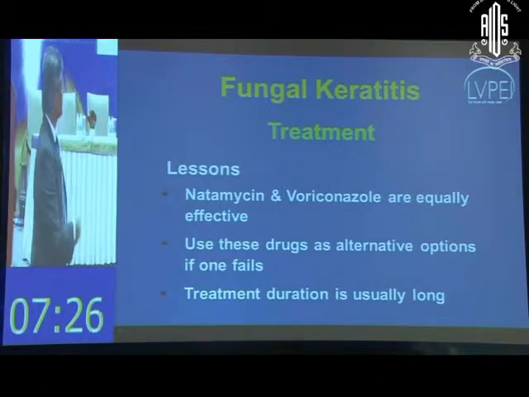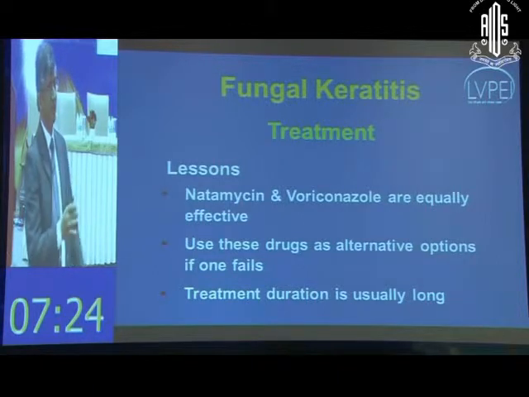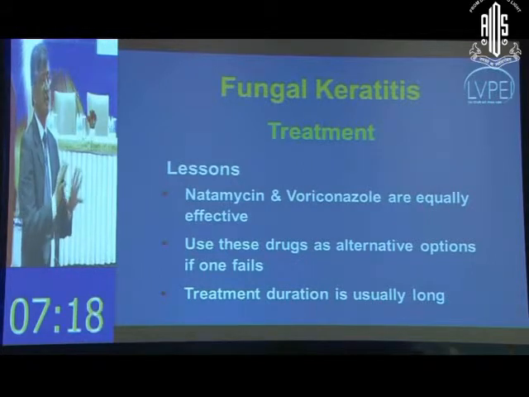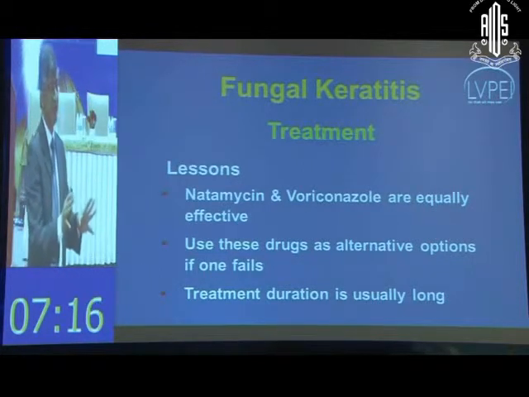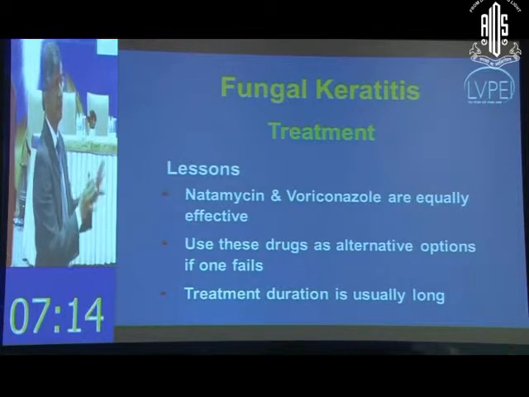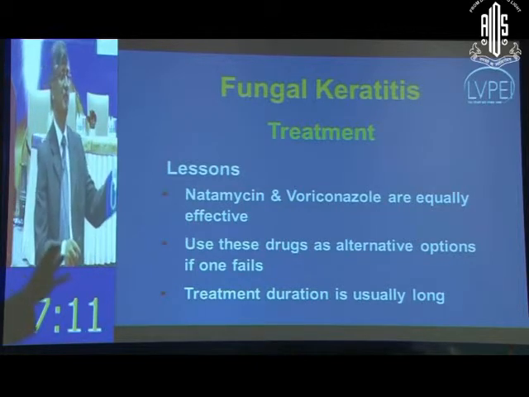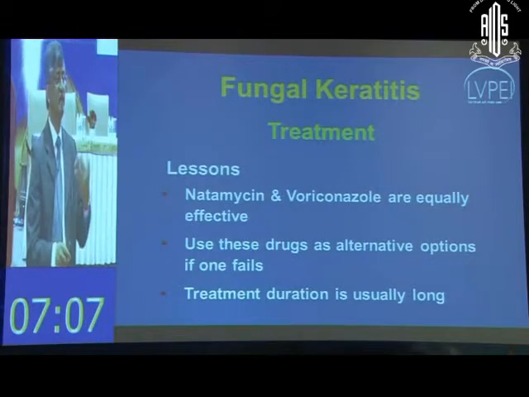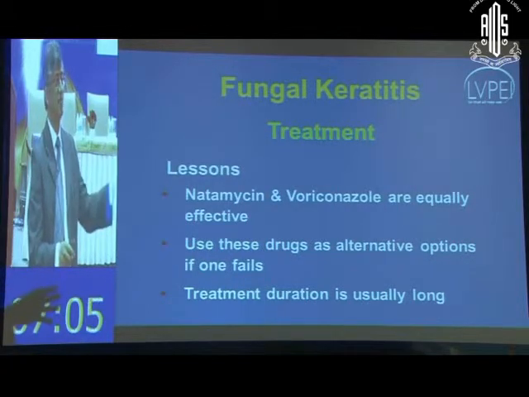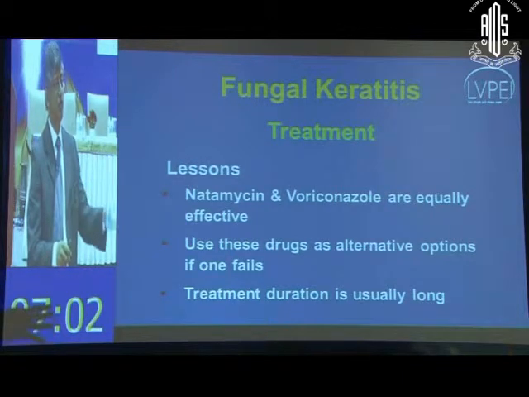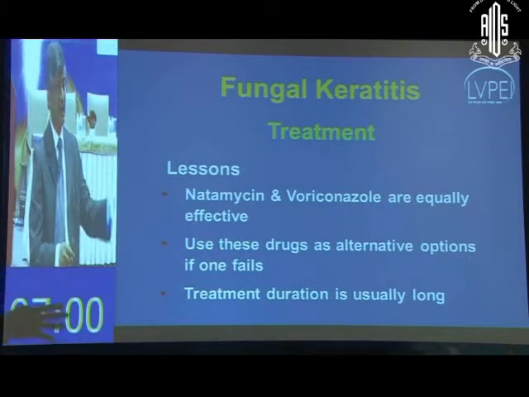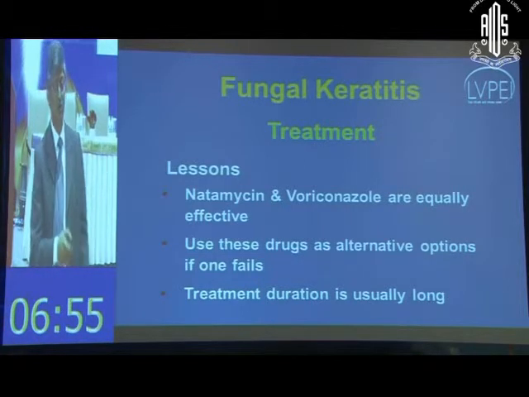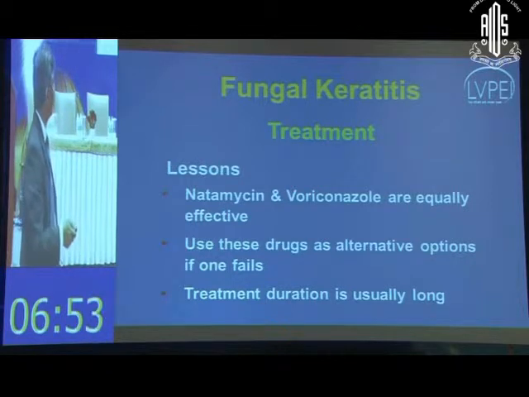So, the lessons that we have learned from this case are that natamycin and voriconazole are equally effective, and based on their availability and affordability to the patient, you can start treatment with any one of these and then keep the other drug as alternative therapy. That is, if the patient is not showing response on 2 weeks of treatment with drug A, you can switch over to drug B to give an alternative option.